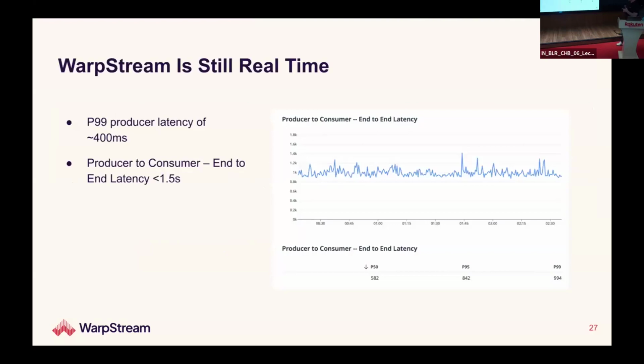The other thing I want to talk about is latency. I said earlier in the talk that WarpStream is a higher latency system than Kafka, which it is. So if you have a really well-tuned Kafka cluster, you can get your write latencies down to double-digit milliseconds. With WarpStream, the P99 producer latency you'll see is going to be between 400 and 500 milliseconds. And the end-to-end latency you'll see between 1.2 and 1.5 seconds. So higher latency, but still very much real time and sub-second.